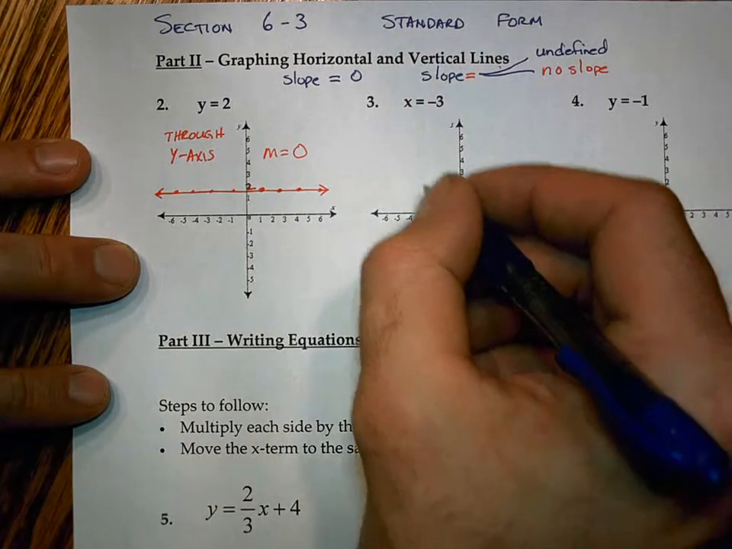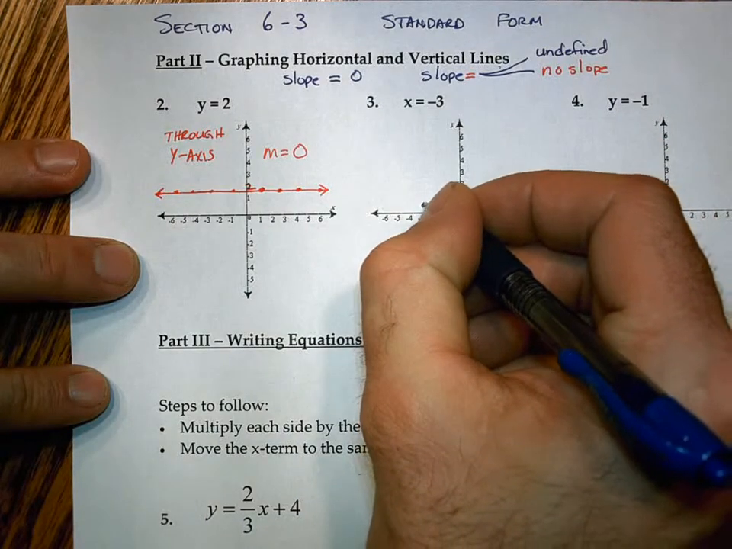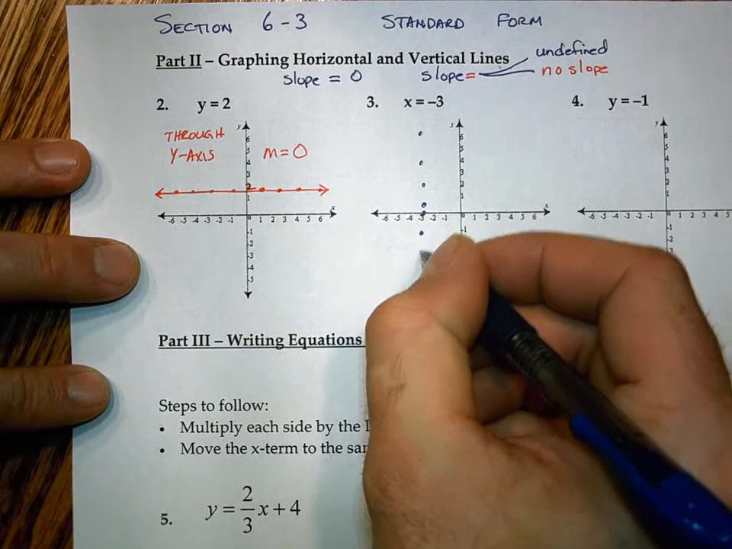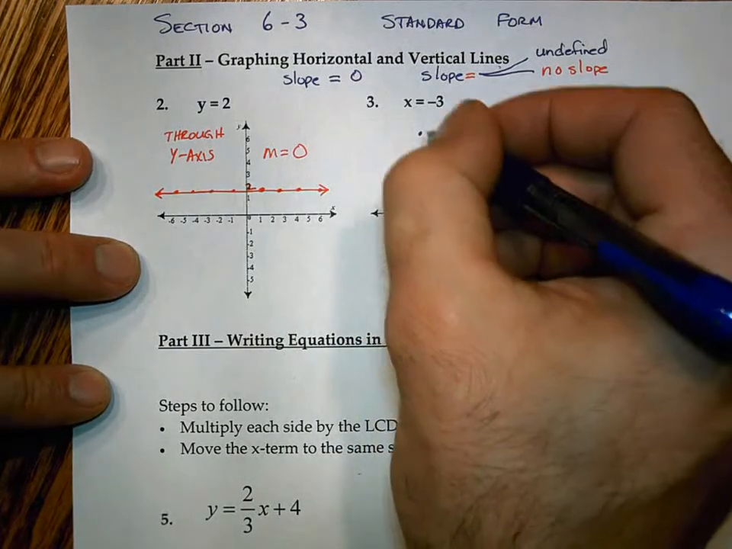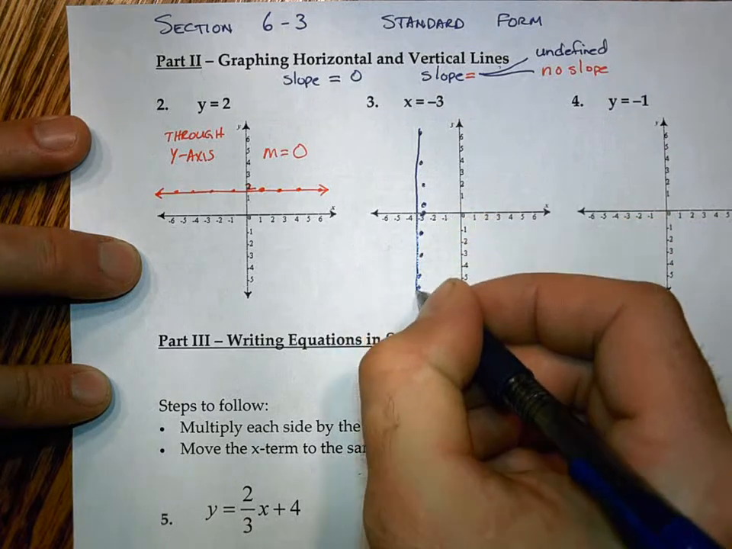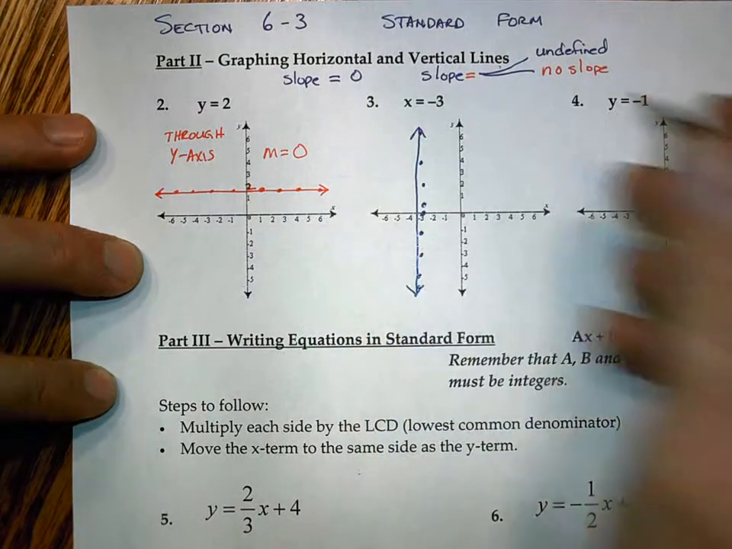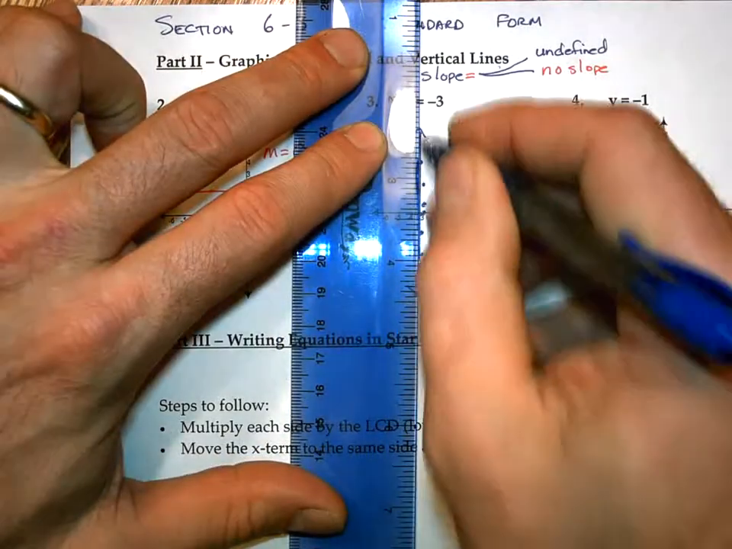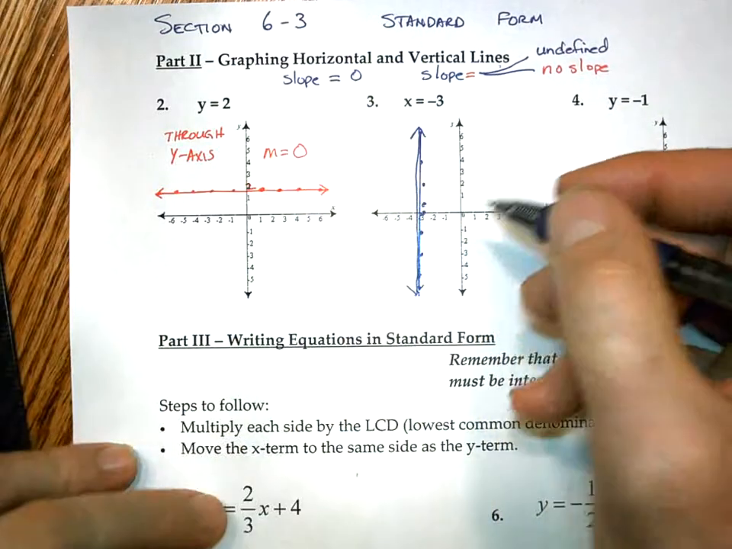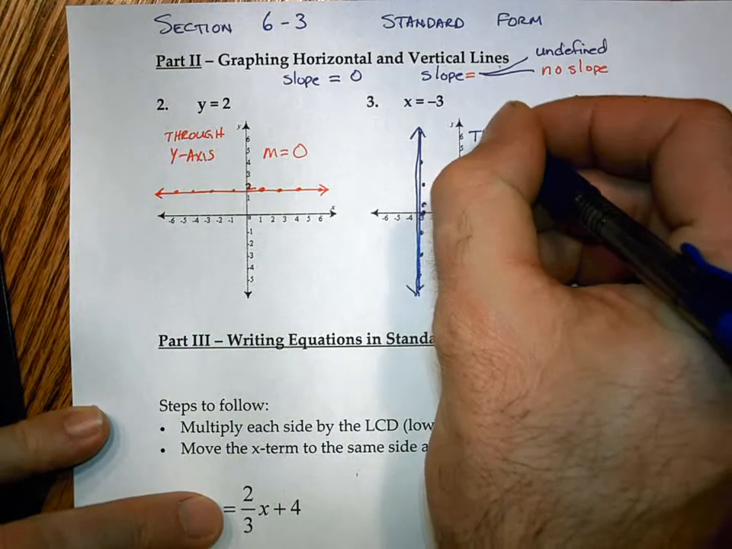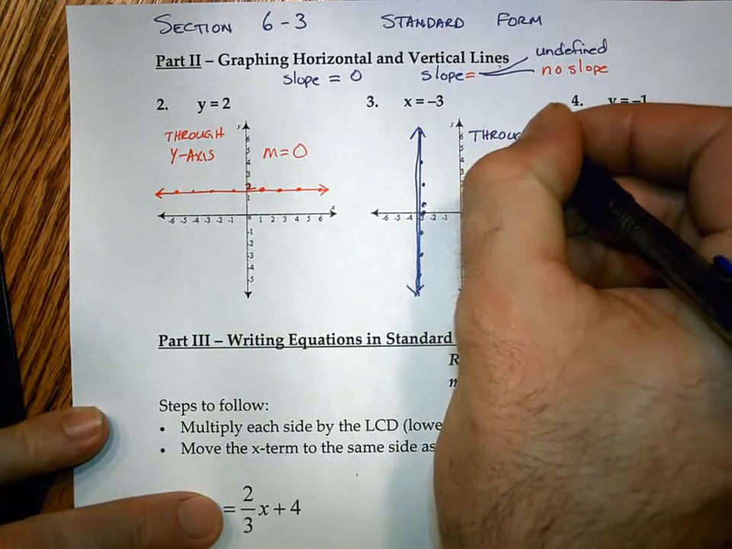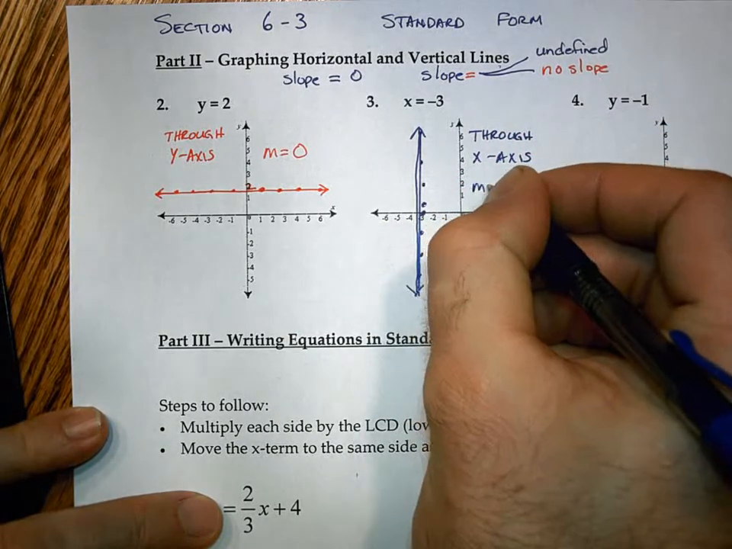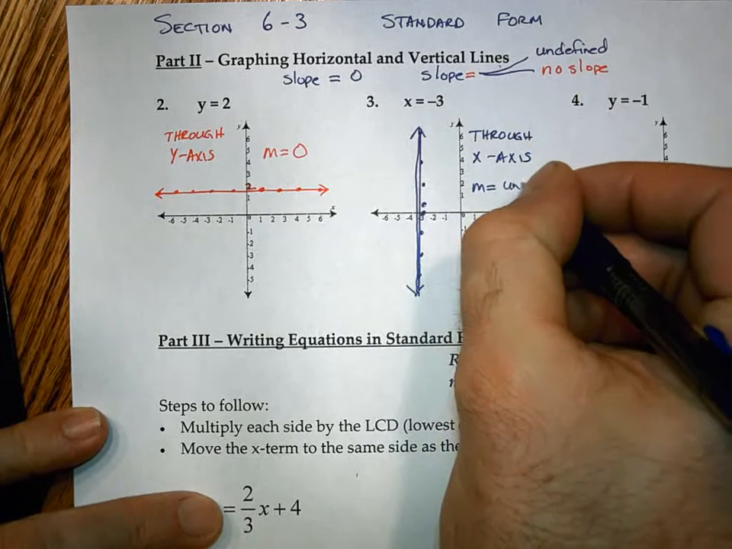We have x equals negative 3. So right here, x equals negative 3, all the way up and down, all of these values, including right on the x-axis, x equals negative 3. So I'm going to draw my line vertically, x equals negative 3. And so, probably should do that with a straight edge. So there's my line, x equals negative 3. In this case, it went through the x-axis, and the slope was undefined.